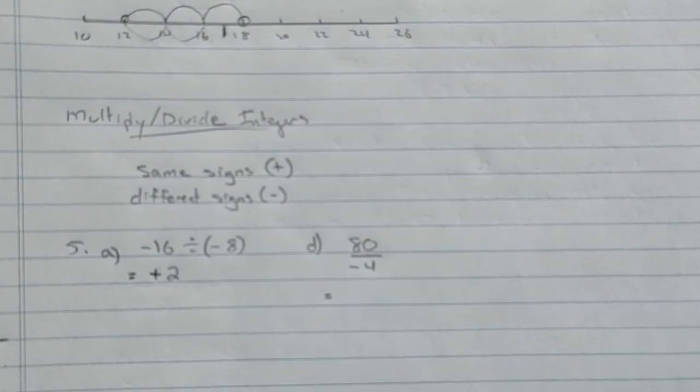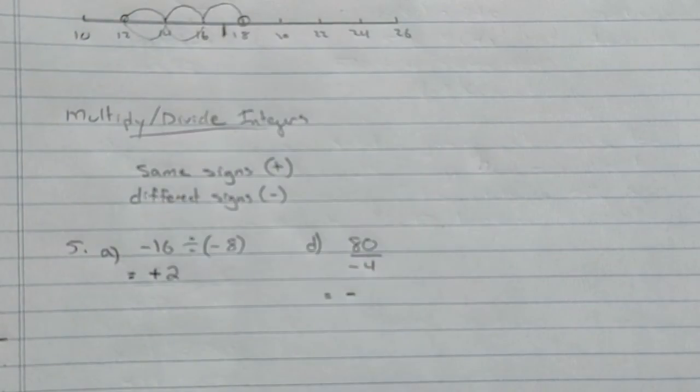So again, 2 steps to this question. What's the sign? And then what's the number portion? Positive divided by a negative. Different signs. That means our answer is going to be negative. And then 80 divided by 4. Not worrying about positive, negative, just 80 divided by 4 is all we're concerned with here. So 80 divided by 4 is going to give me 20.